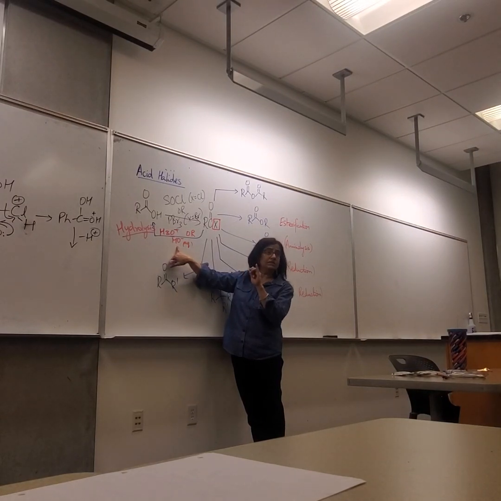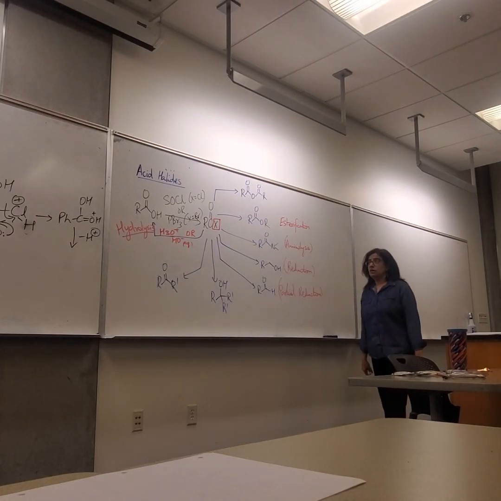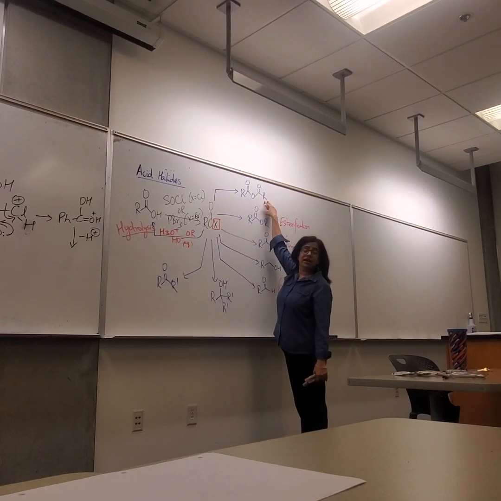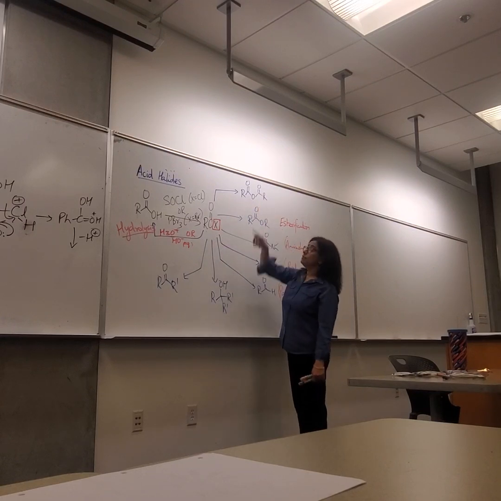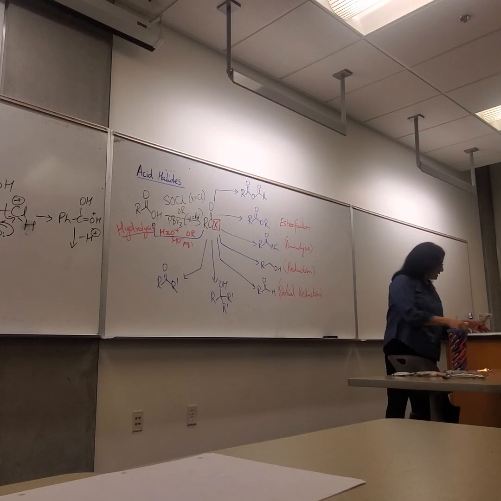HO minus, HO minus for the basic. Everybody agrees? Sees that? Okay, because now I want you to tell me: if I want to convert acid halides into an anhydride, what is the X being substituted by? What is the X being substituted by?